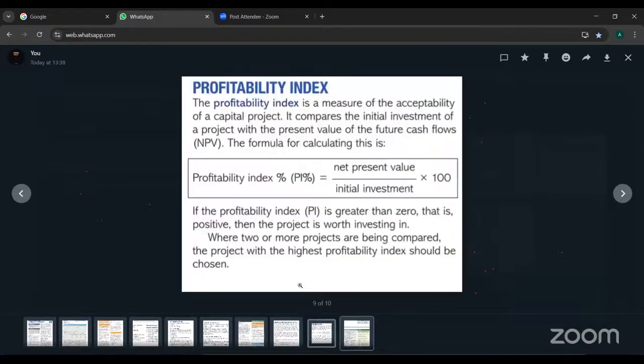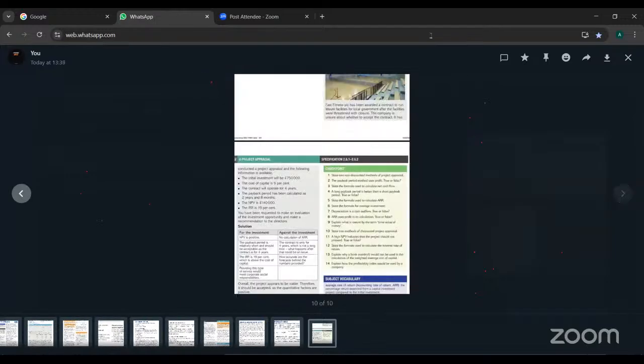Now, can you tell me whether you understood WACC and profitability index? Yes or no? Yeah, okay, good. Now only this, and after that, I'll finish the session.